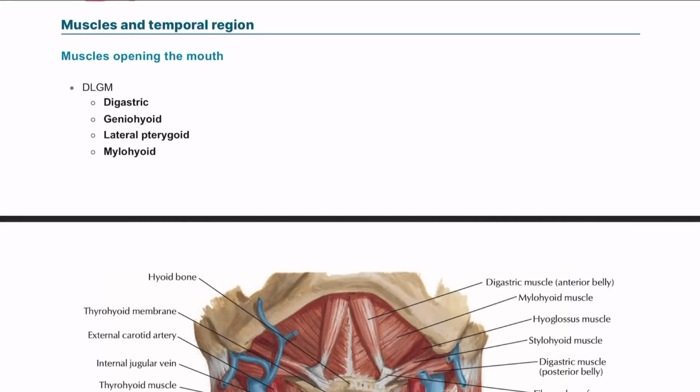Okay, continuing on the head and neck anatomy part. So the next area would be the muscles of the temporal region. And the question is asking about the muscles that help open the mouth. And this, I remember by DGLM. So D is digastric muscle, G is geniohyoid muscle, and lateral pterygoid muscle and mylohyoid muscle.